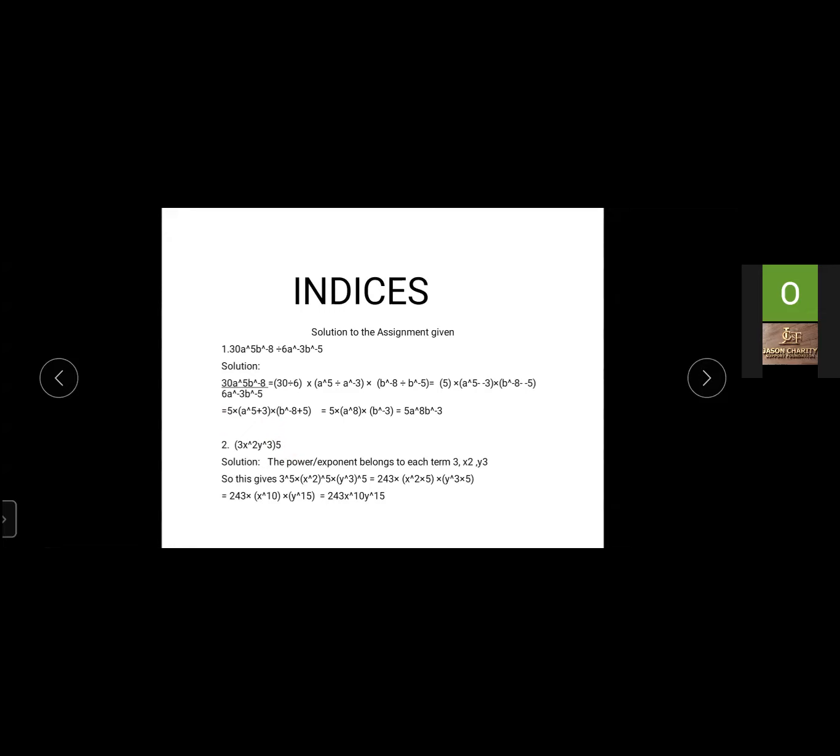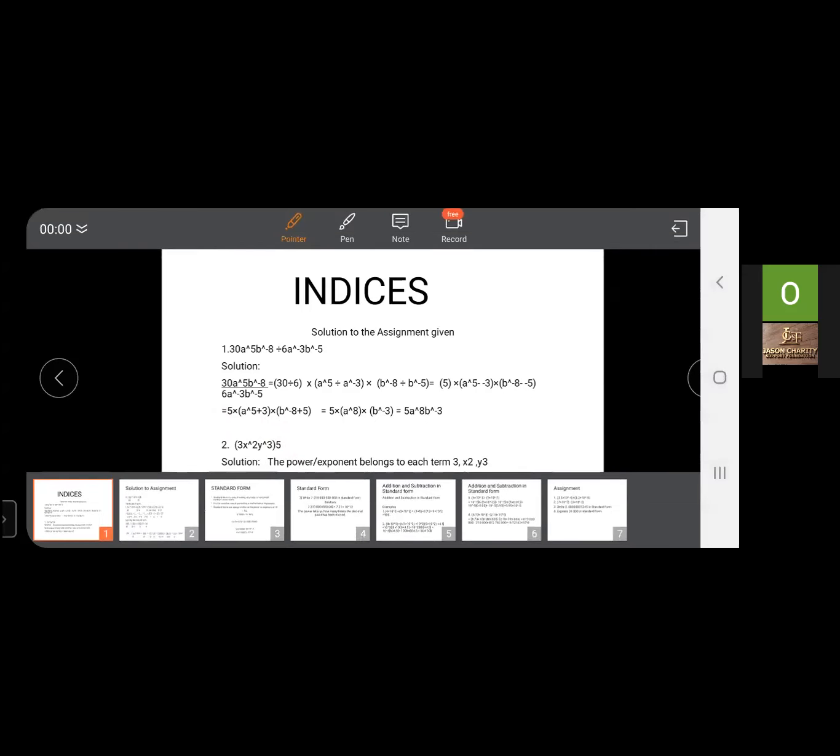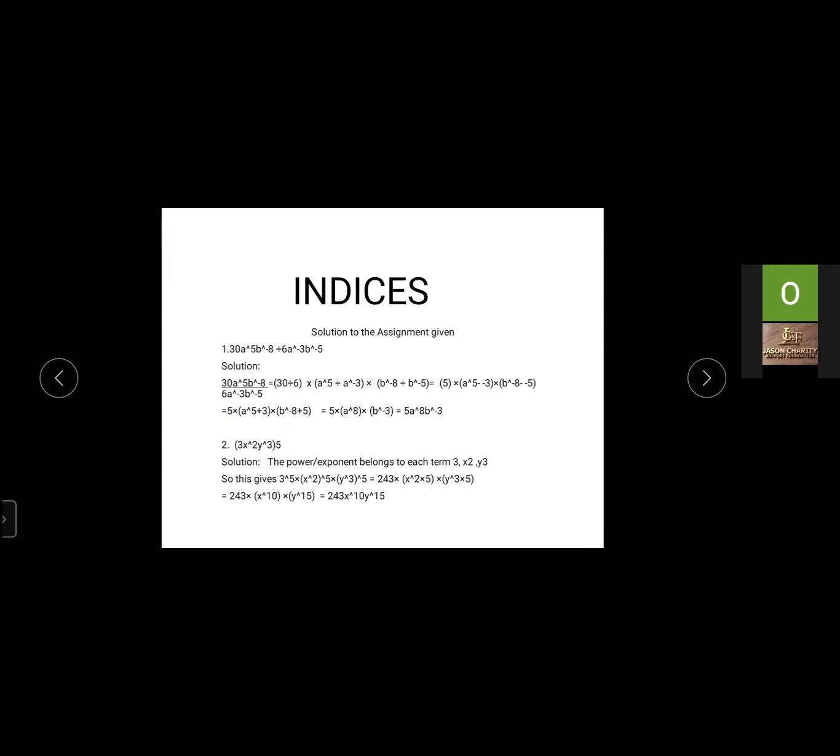So when we write this out in separate terms, what is inside the bracket, 3x raised to power 2, y raised to power 3, all raised to the power of 5, we can have as 3 times x raised to power 2 times y raised to power 3, to the power of 5. Separating this expression into different terms, we pick each term. 3 stands on its own.